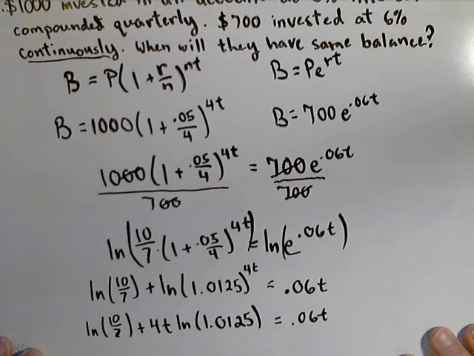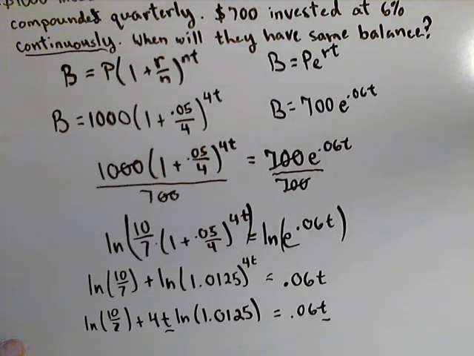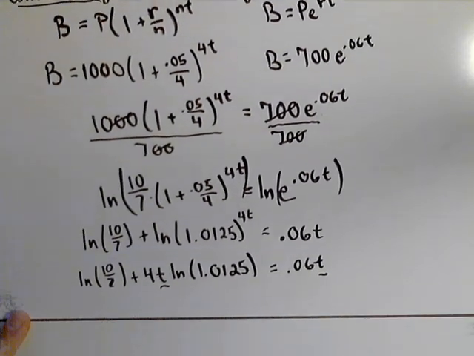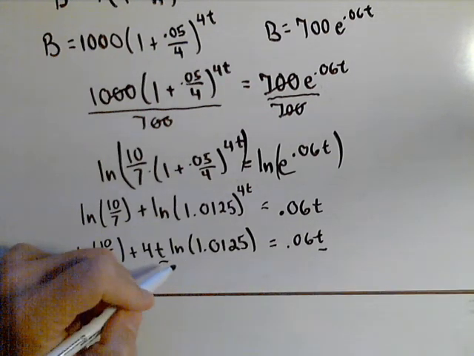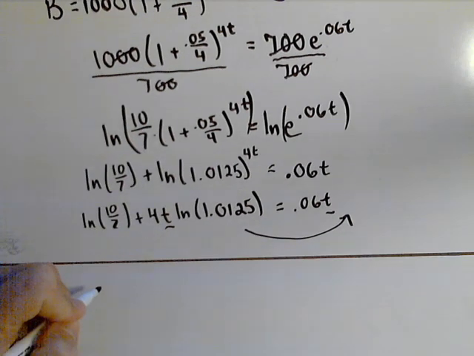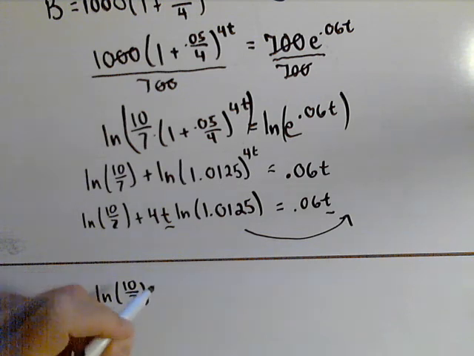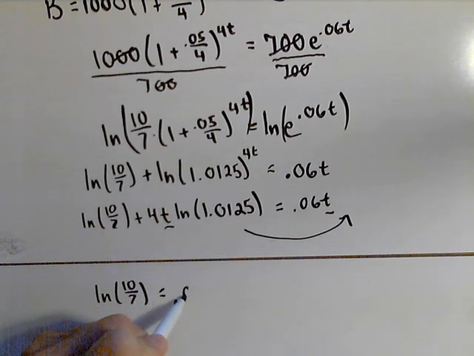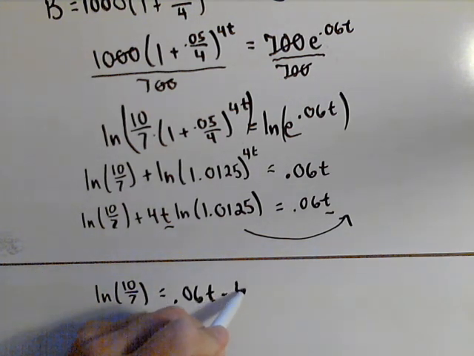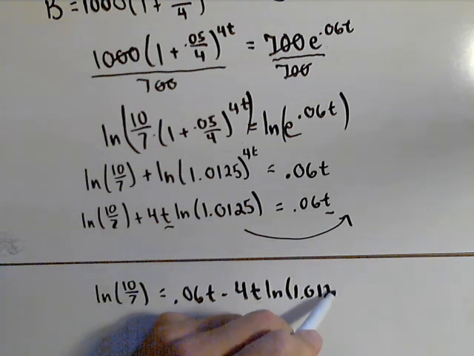Now, we need to solve this for t. I have two terms with a t in it. So to do this, I'm going to need to get those two terms on the same side. So we're going to do that with some subtraction. In fact, I'm going to move this over to the left-hand side. So what I'm going to have is natural log of 10/7 equals 0.06t minus 4t natural log of 1.0125.